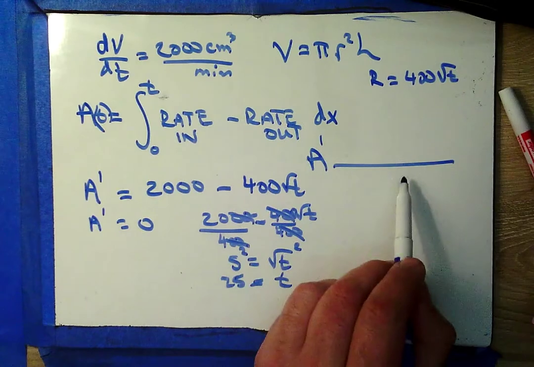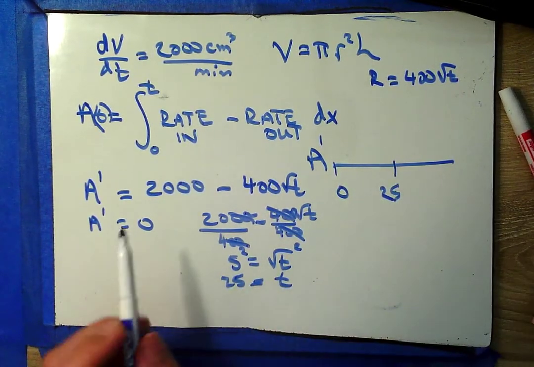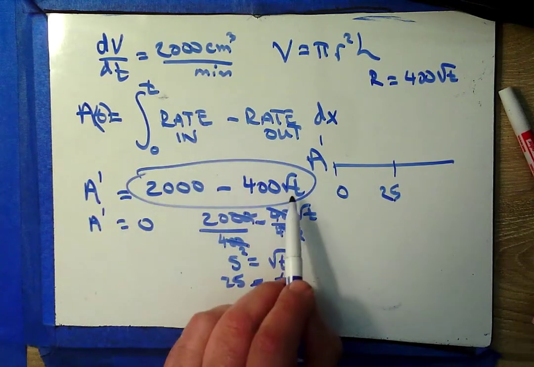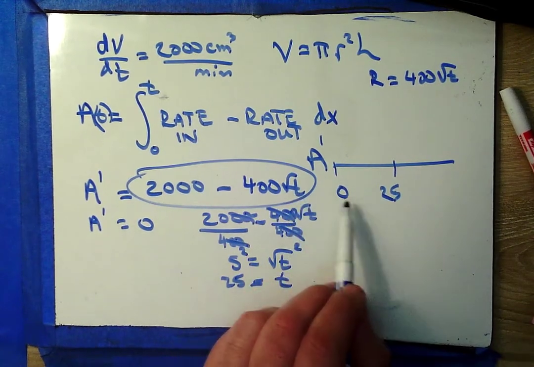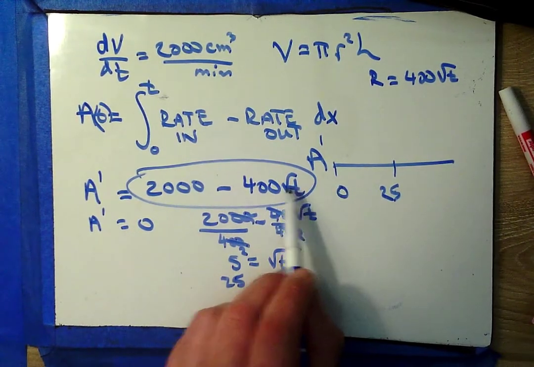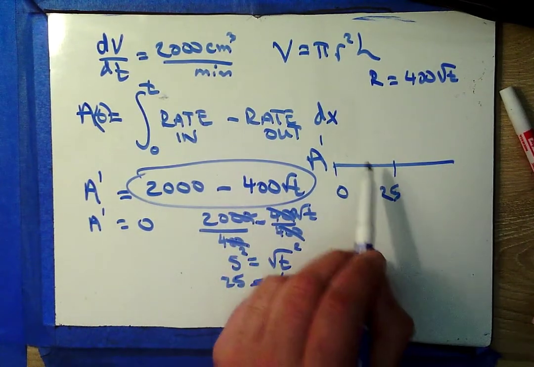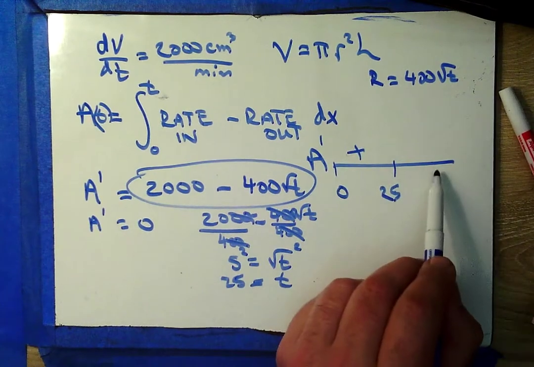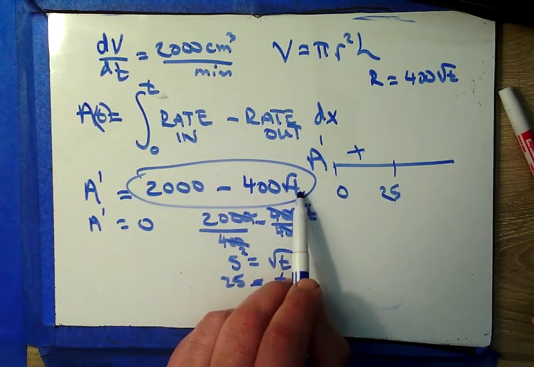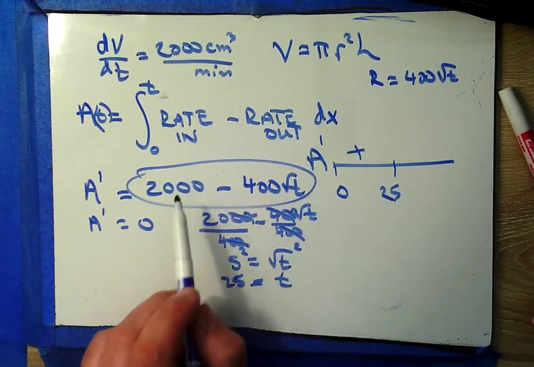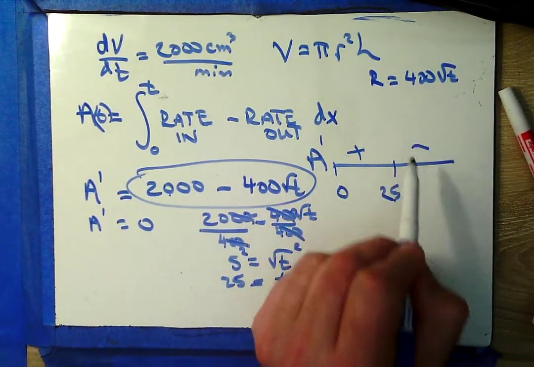So A prime, 0, 25. Okay, here's my A prime function. I see a square root over here, so I'm going to choose easy to take square root numbers, like 0. Square root of 0 is 0, 0 times 400 is 0, 2000 minus 0 is positive 2000, so that's a plus. And if I put something in over here like 36, square root of 36 is 6, 6 times 400 is 2400, 2000 minus 2400 is negative 400, and so I get minus.